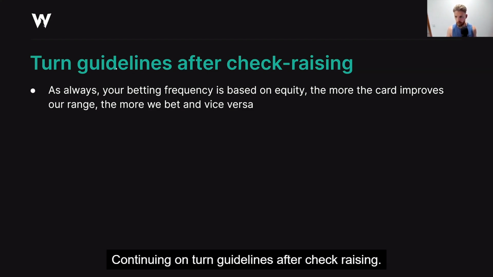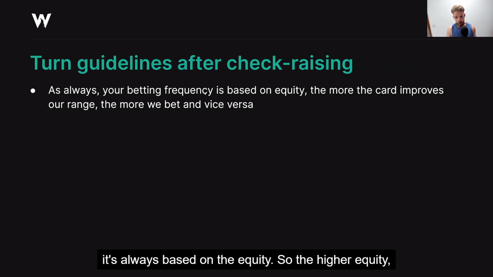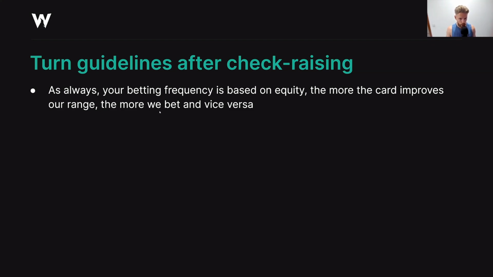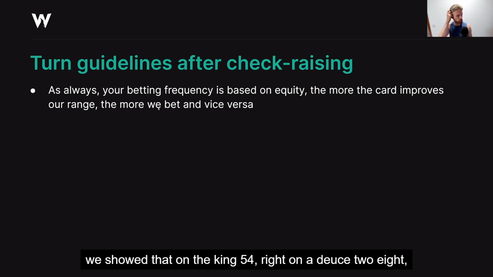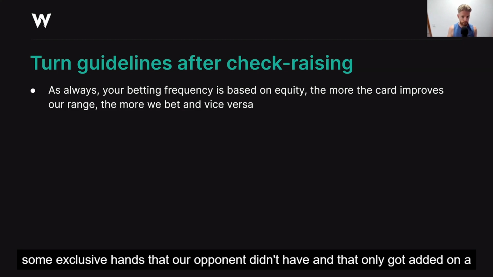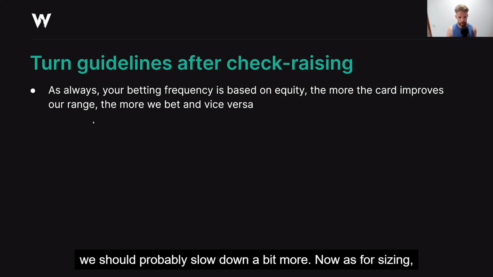Right, continuing on turn guidelines after check raising. As always, betting is based on equity. The higher your equity, the more the card improves your range, the more we bet, and vice versa. We showed that on the King 5-4, right? On a deuce to 8, we can basically barrel the whole range, because on the flop we already had a certain nut equity advantage, some exclusive hands that our opponent didn't have, and that only got added on a deuce to 8 turn. If the turn is an ace, we should probably slow down a bit more.